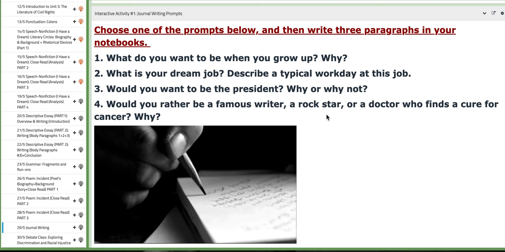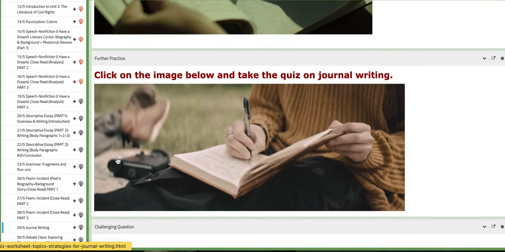You are going to choose one of the prompts in this interactive activity number 1, and then write 3 paragraphs in your notebooks. What do you want to be when you grow up and why? What is your dream job? Describe. So you need to actually choose one of these topics and then start writing about them.